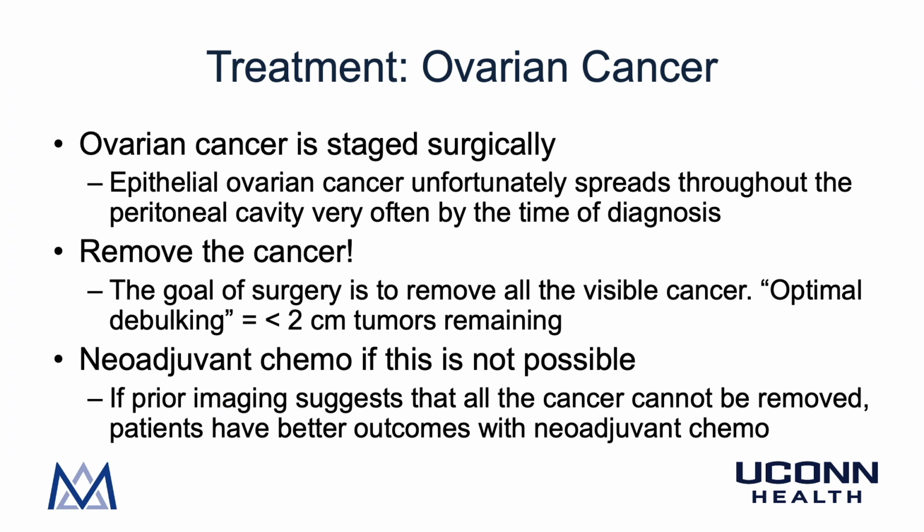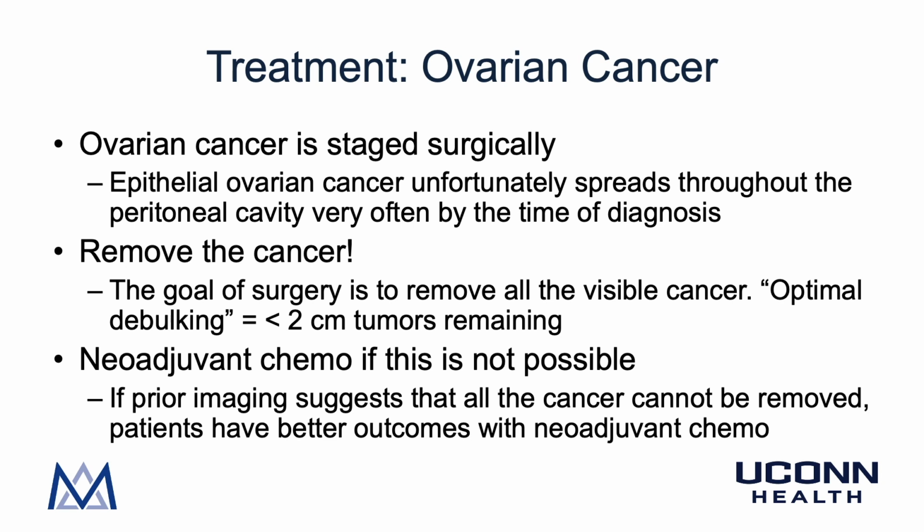Similar to endometrial cancer, ovarian cancer is staged surgically. Epithelial ovarian cancer unfortunately spreads throughout the peritoneal cavity very often by the time of diagnosis. The goal of surgery for ovarian cancer is to remove all of the cancer. More specifically, the goal of surgery is to remove all of the visible cancer. The term optimal debulking refers to removing all of the cancer so that the tumors that are remaining inside the peritoneal cavity are all less than 2 centimeters in size.